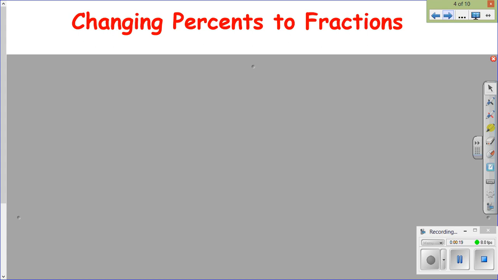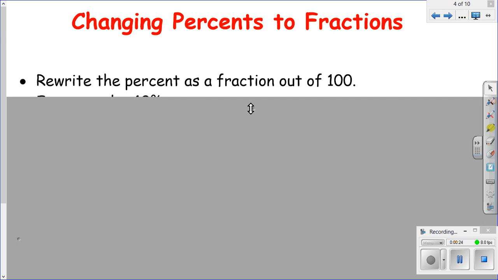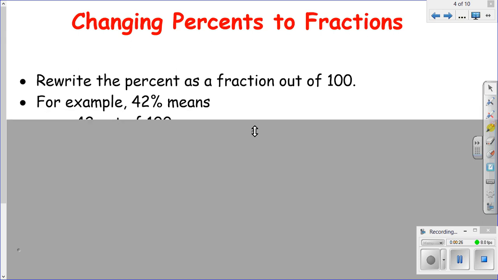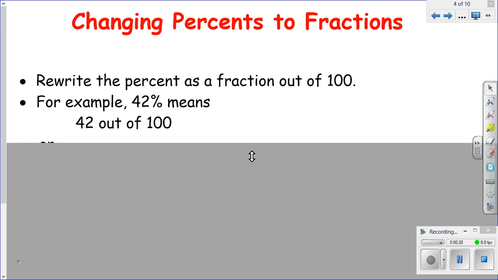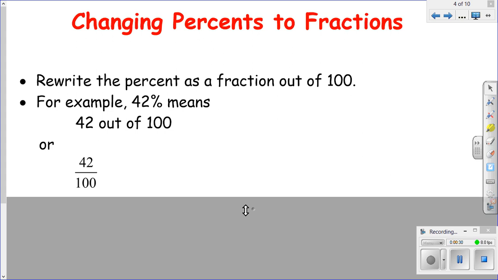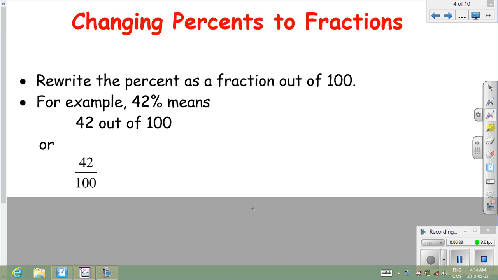In order to change a percent to a fraction, since percent means out of 100, I can rewrite it as a fraction out of 100. For example, 42% means 42 out of 100, or 42 over 100. And the hitch is we have to remember that with fractions, we always need to write them in lowest terms. So we're going to need to reduce.